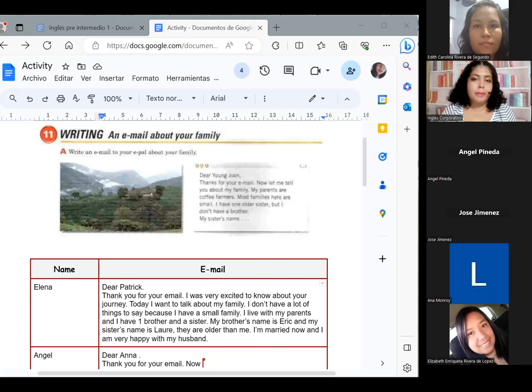Oh, really? I don't know why, pero le cambié a que ustedes pudieran editar el documento. No sé por qué no le permite escribir. It's kind of weird.